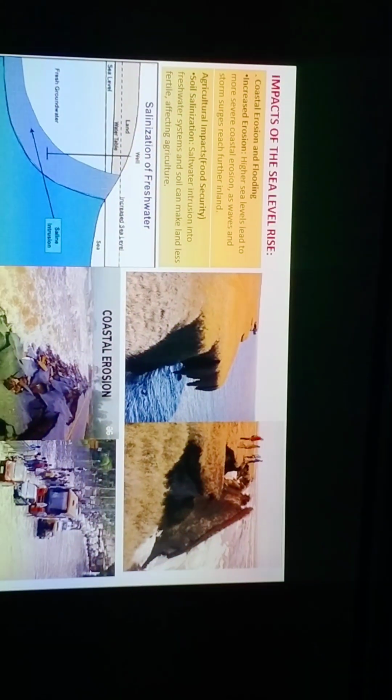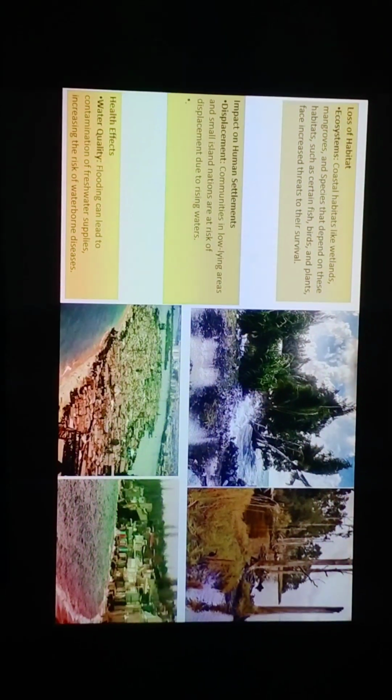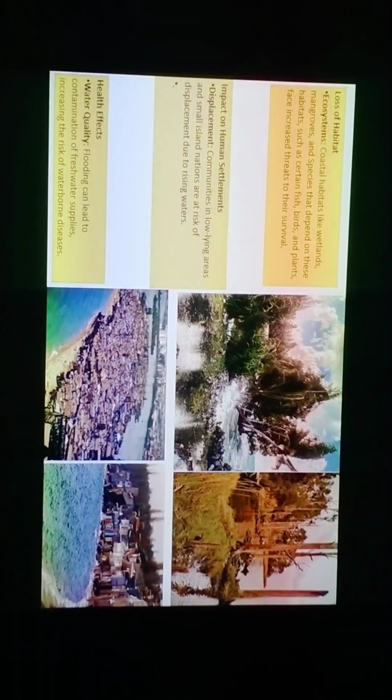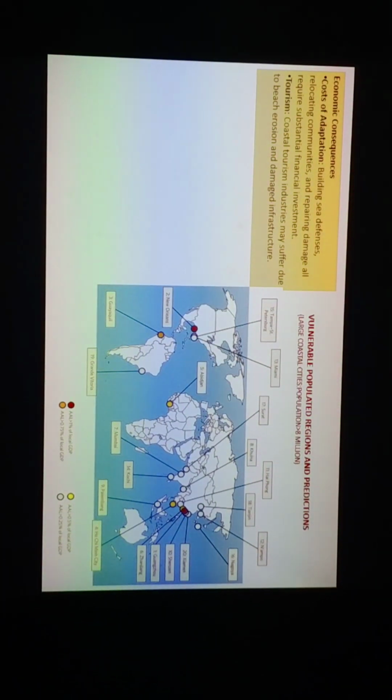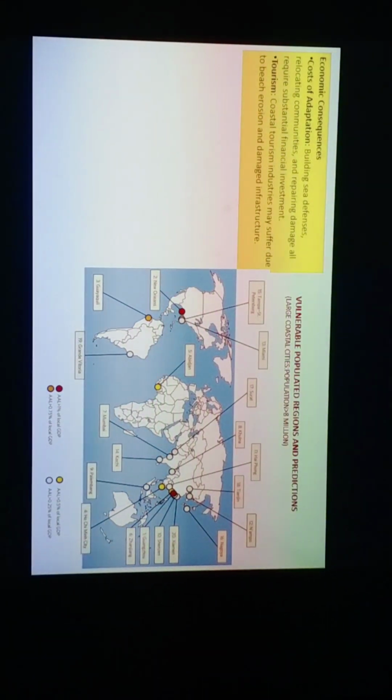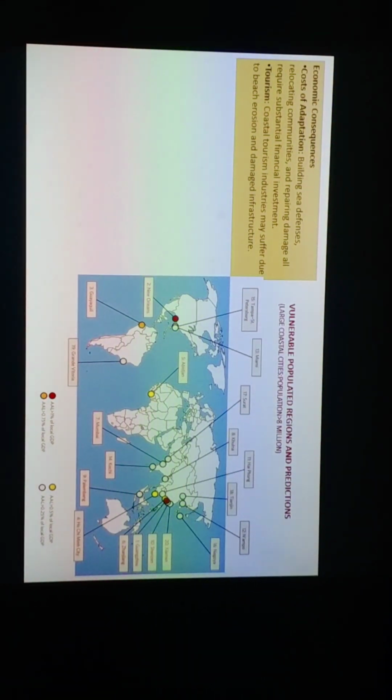Next is the agricultural impact on food security. When the sea level rises, the groundwater level relatively decreases, and saline water intrudes into the fresh groundwater, which indirectly impacts the soil, and when soil is contaminated, this affects the crops and ultimately food security. Then the loss of habitats like wetlands and mangroves, and the economic consequences, like building the sea walls.